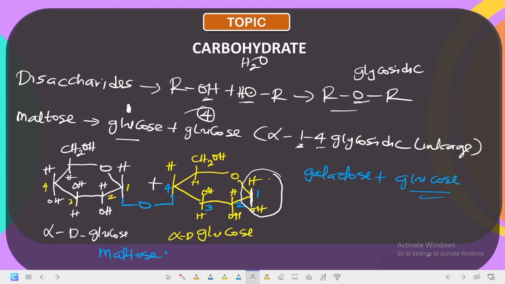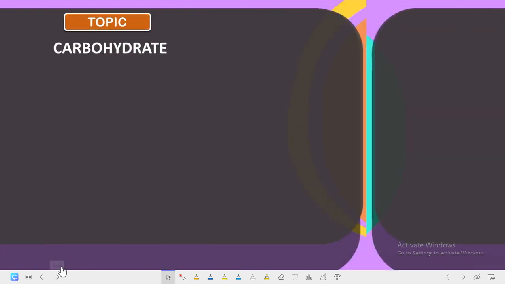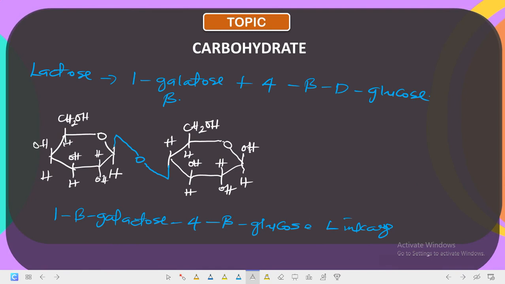Free OH means this OH is not linked to another group. Okay. So this one is what? Reducing. Are you getting it now? That's why I said all monosaccharides are what? Reducing. Now, look at this one. Is it reducing or not reducing? Does it have free OH here? Yes. This OH isn't linked to anyone. So this one is what? Reducing sugar.